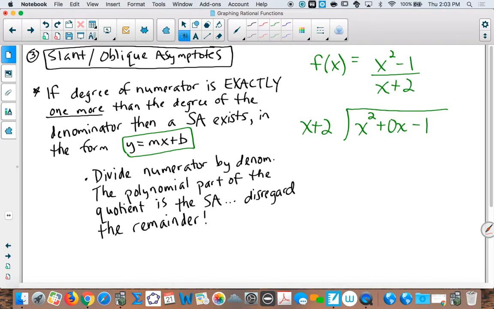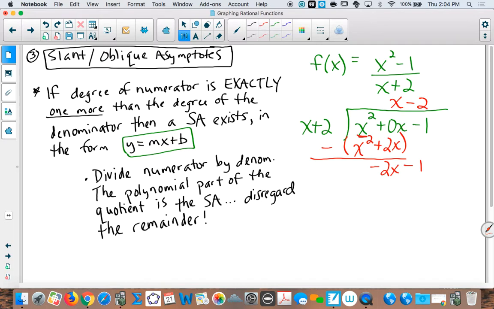So you're trying to match the x squared here. What times x is x squared? x. Multiply, so x squared plus 2x. Subtract and watch your signs, right? x squared minus x squared cancels. 0 minus 2, negative 2x. Yep, bring down the negative 1. Now, what times x is negative 2x?